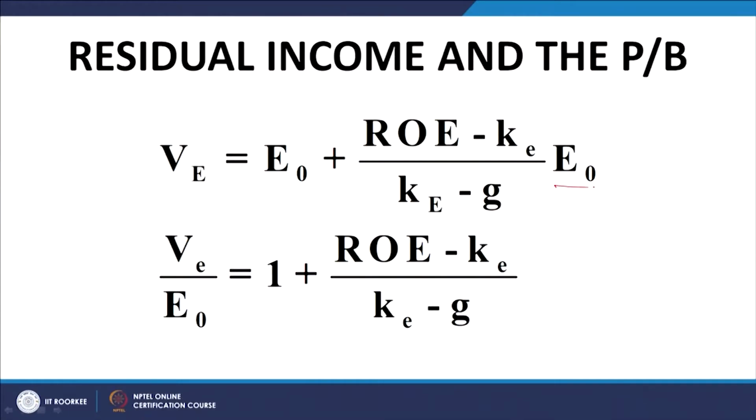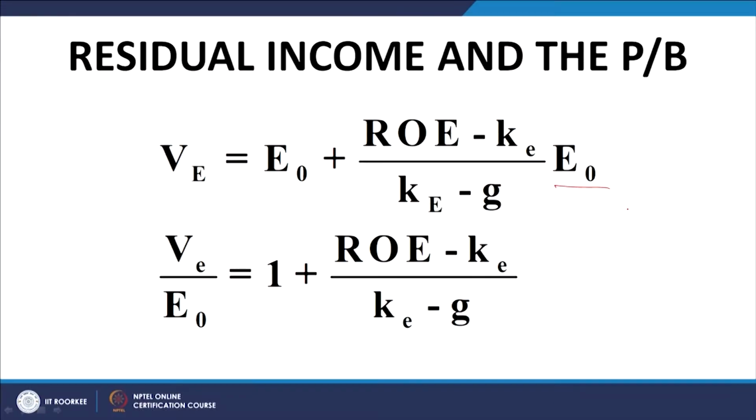Residual income and the price to book value ratio, this is quite straightforward. You bring this E0 to the left hand side and you get the price to book value ratio, or the justified price to book value ratio, as the expression that is given on the right hand side of the last equation here: (1 plus ROE minus Ke) upon (Ke minus g). This is simple, you simply bring E0 to the left hand side. So, this is the justified price to book value ratio, which you can arrive at using the residual income approach.